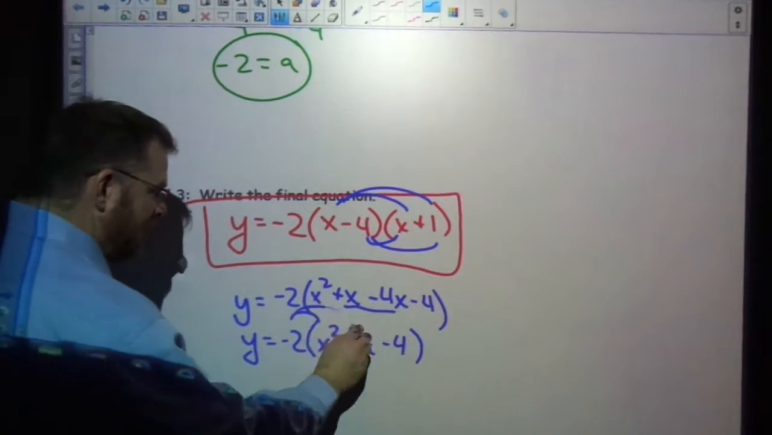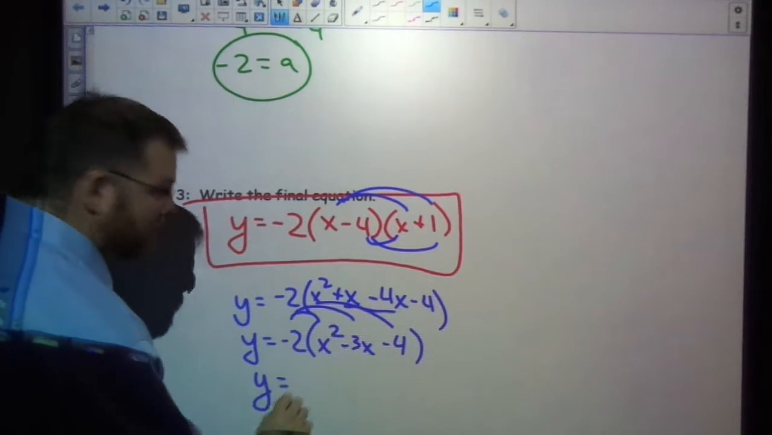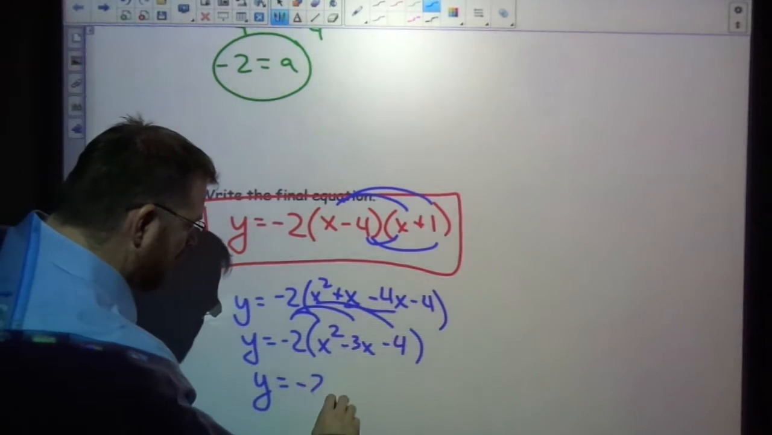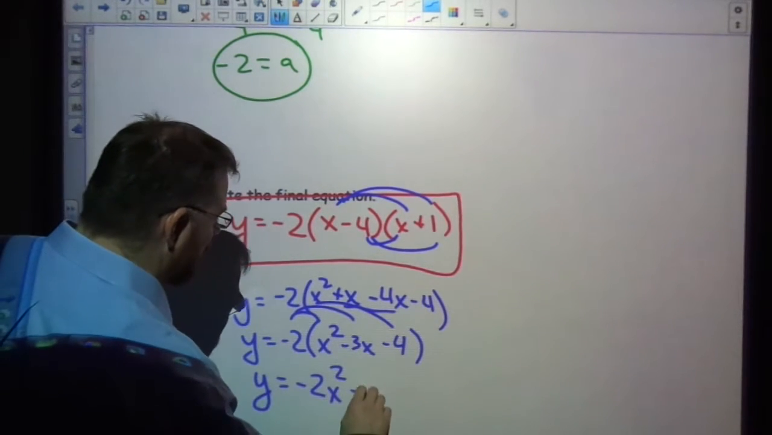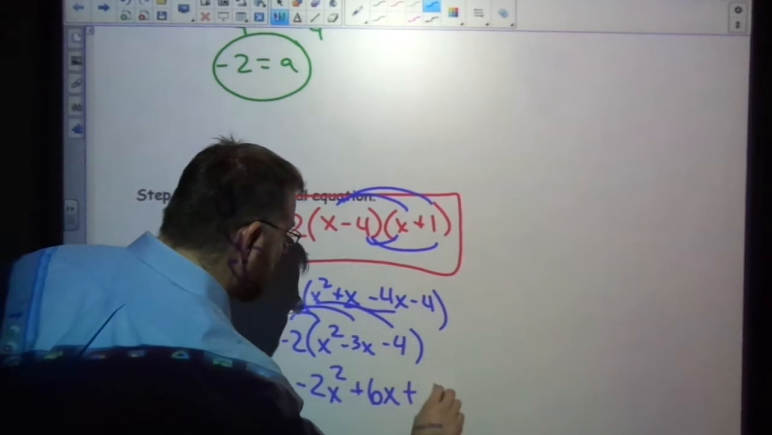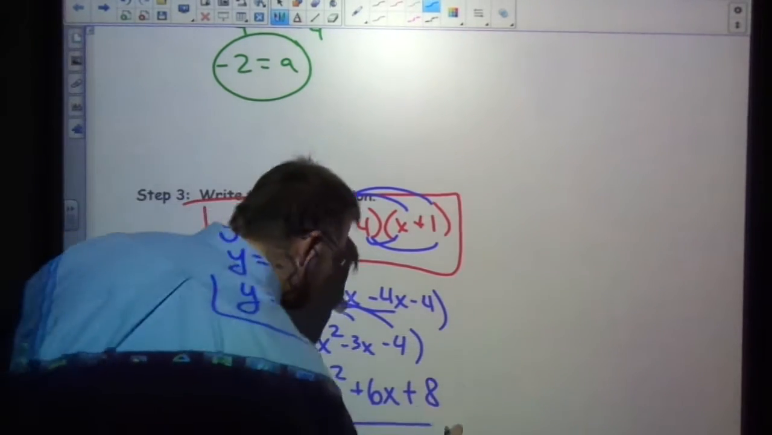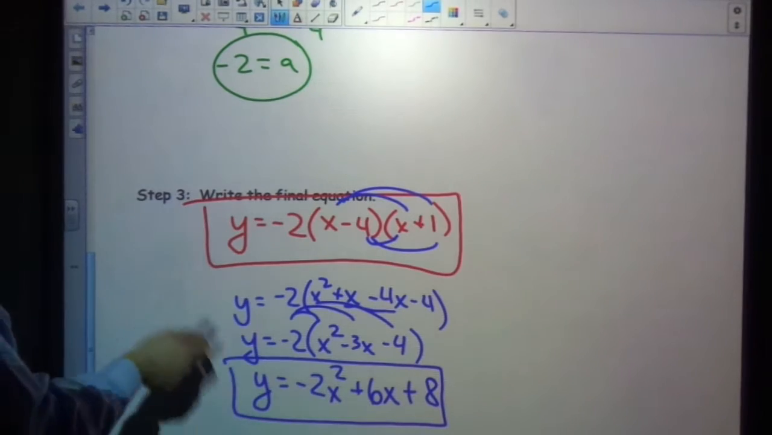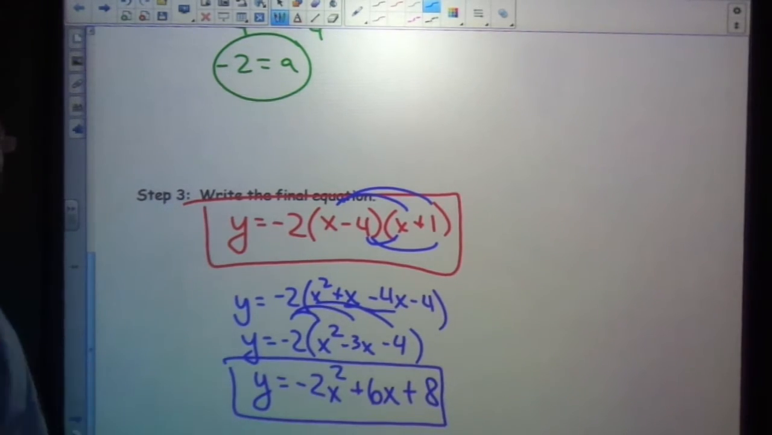Now we can just take that -2. And this is really the best equation here. -2x squared plus 6x plus 8. Because now I've got it written as a sum. 2 different representations. One as a product, one as a sum.